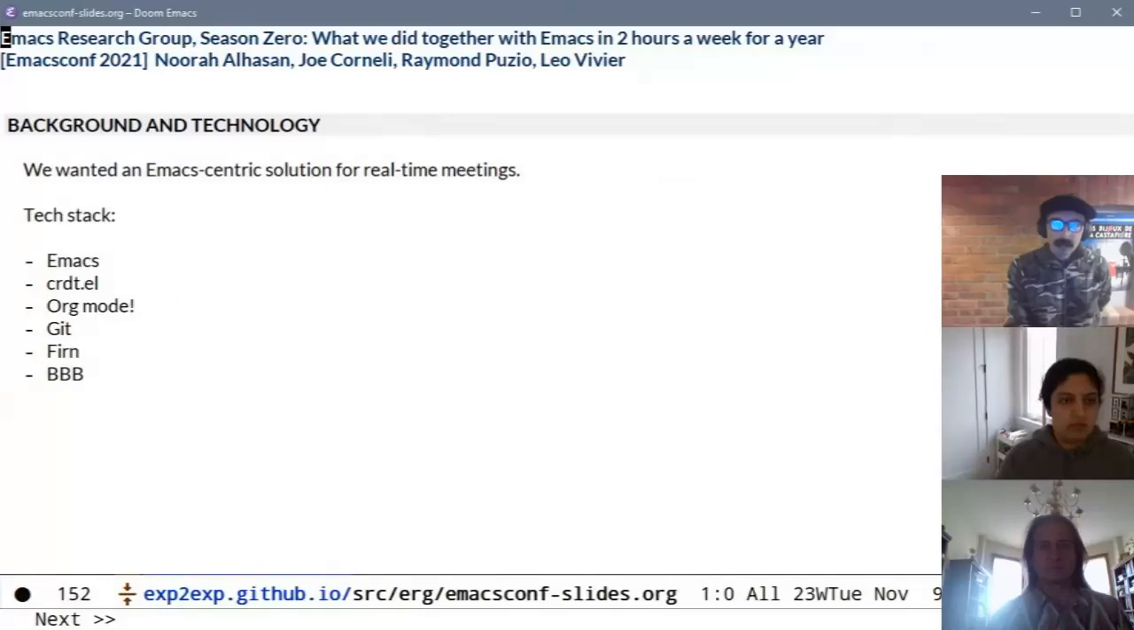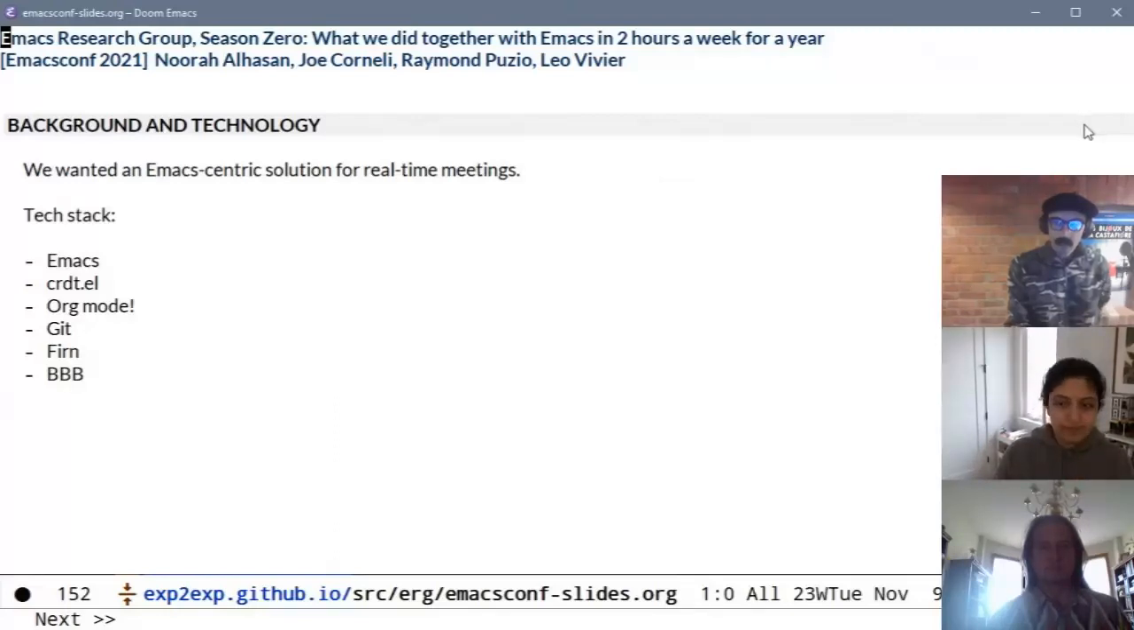So being in a meeting, taking real-time notes collaboratively with Emacs realizes a dream that some of us have been entertaining and experimenting with for a while. And the package crdt.el by Qiantan Hong makes this easy. We take notes in our meetings using org mode, and since we've seen this before in talks on reproducible research, and since Leo is the maintainer of Org Roam, it was a natural choice for us.